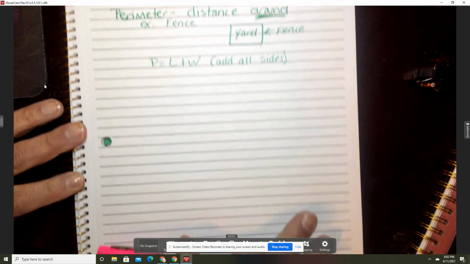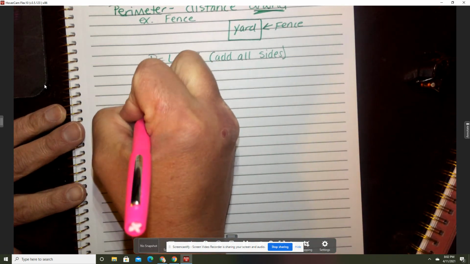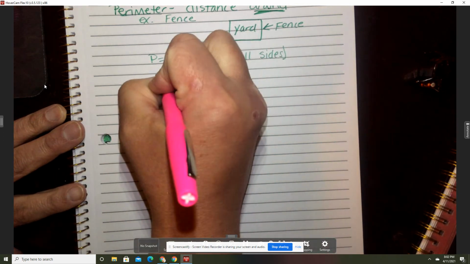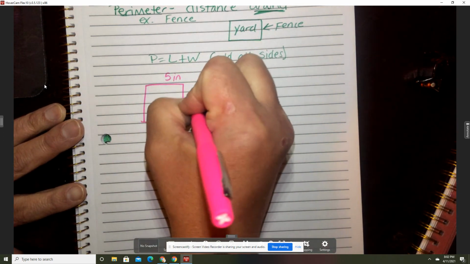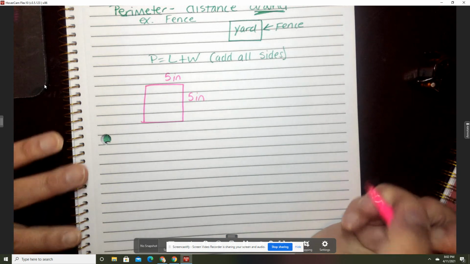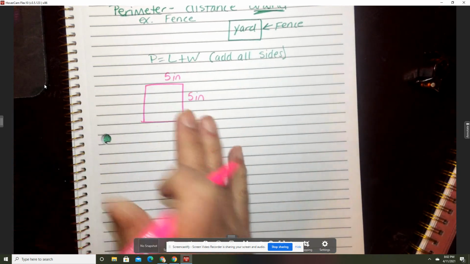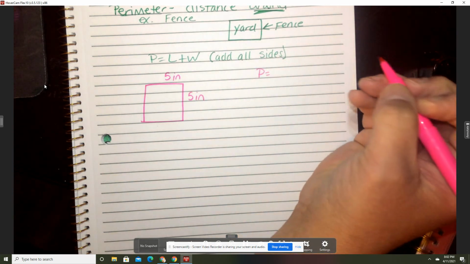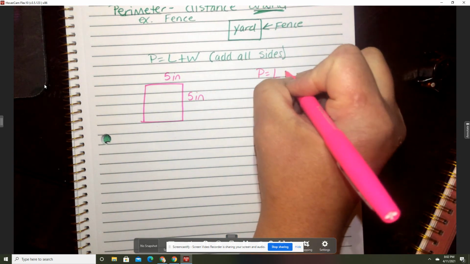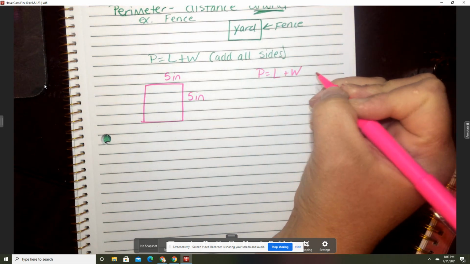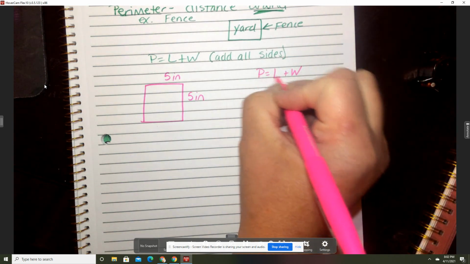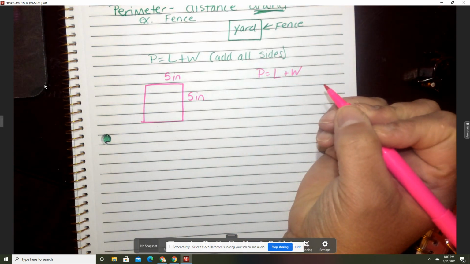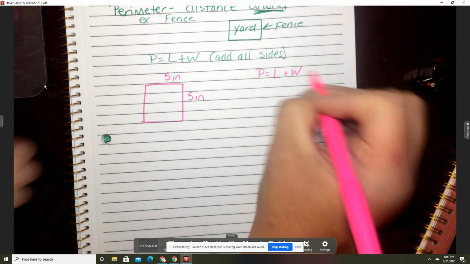All right, so let's practice this for a second with just perimeter, and then we'll get to area. If you have a square, and it is 5 inches, you know that all the way around it's going to be 5 inches, 5 inches, 5 inches, because the square is equal. The first line of the formula is going to tell you what to do. So P equals length plus width.